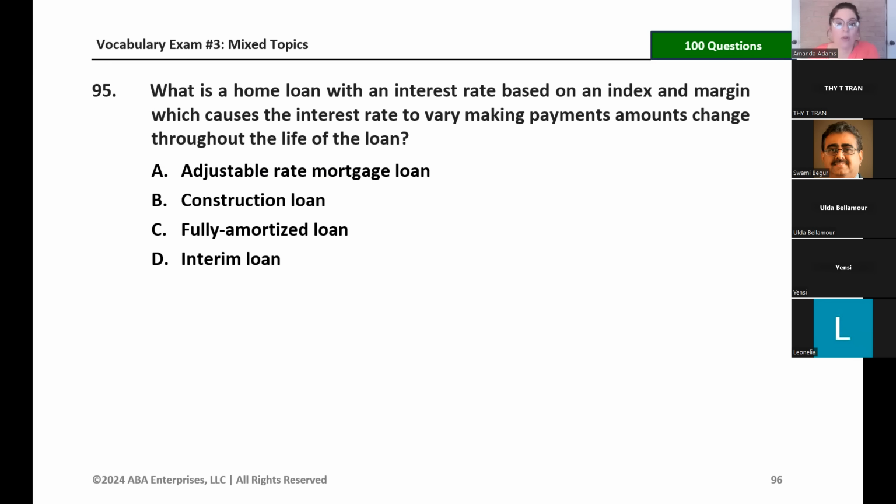Number 95. What is a home loan with an interest rate based on an index and a margin, which causes the interest rate to vary, making payment amounts change throughout the life of the loan? That is called an A, adjustable rate mortgage, or an ARM.